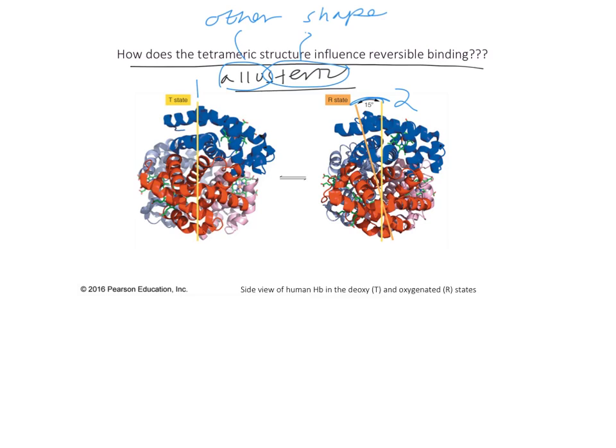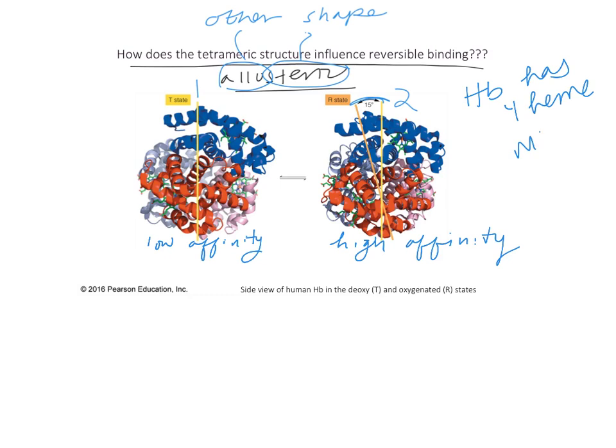So we can put some numbers to these things so you can see how reversible and how awesome hemoglobin is at reversible binding of oxygen. So the T state, this is the low affinity state, and the R state is the high affinity. I don't think I mentioned in the previous slide, but each subunit has a heme, one heme. So a hemoglobin has 4 heme groups. Myoglobin has 1 heme group.